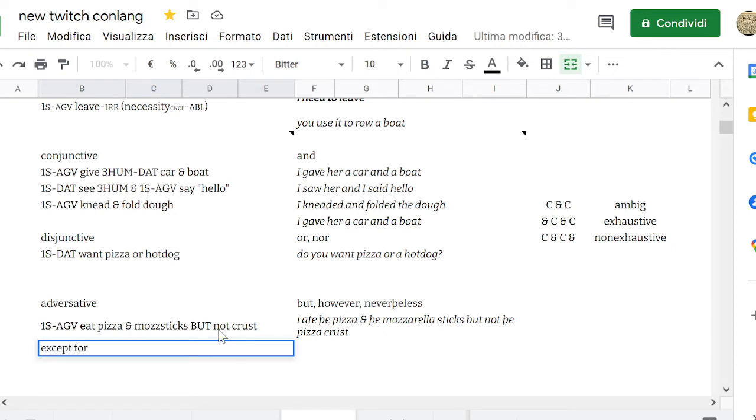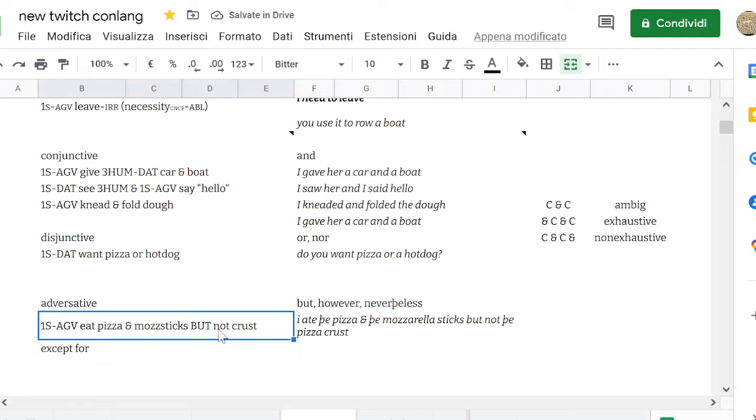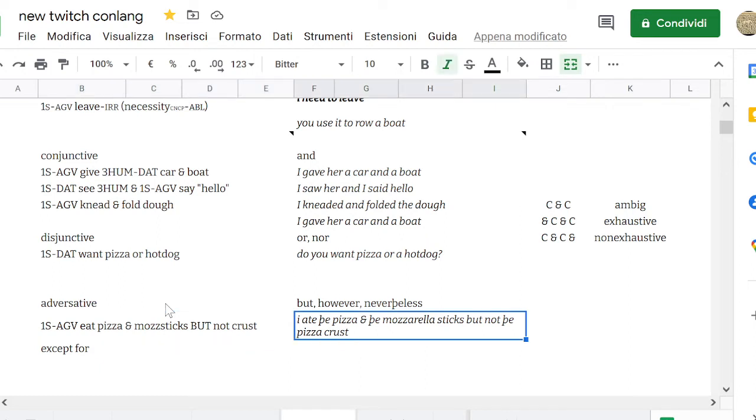So I ate pizza and moth sticks. And then you say something that could translate to "but" or "except for." It kind of just means both. And then you never need the negation because the adversative kind of implies the negation anyway. And that's why we have a negative sort of thing with "nevertheless." So like despite the precedent, nevertheless, here's the sort of adversative to that.